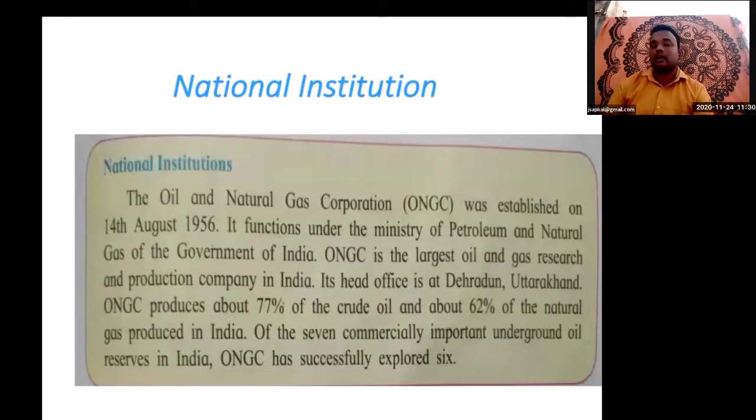See what they are saying: ONGC is a national, government institution which works for oil and natural gas. It was established in 1956 and runs under the central government of India. What is the work of this institution? The research work on oil and natural gas. About 77% of crude oil and 60% of natural gas has been produced in India. Mainly, there are 7 commercially important underground oil reserves, of which 6 have been explored by ONGC. So this is an important institution.